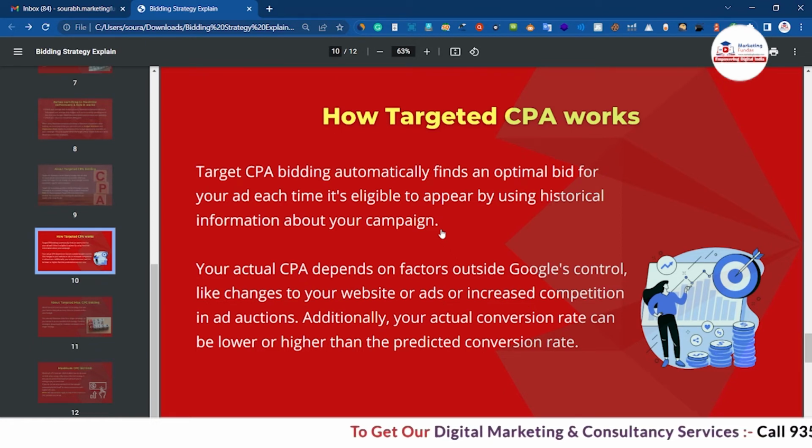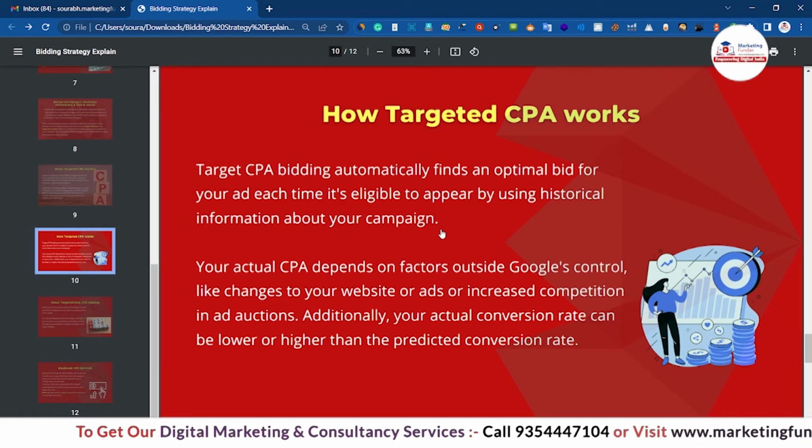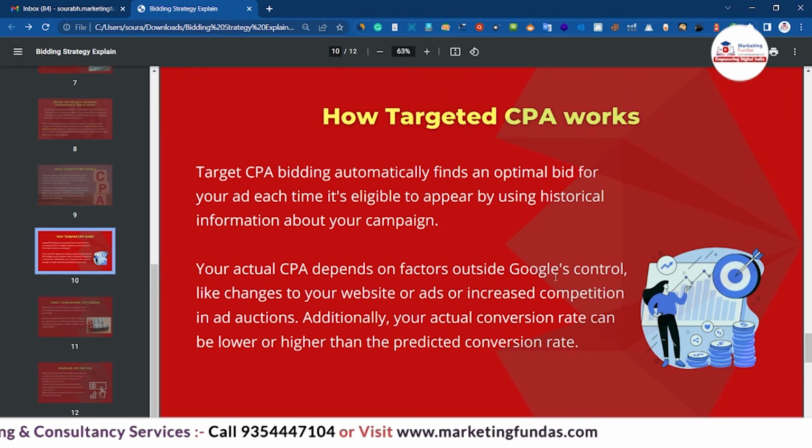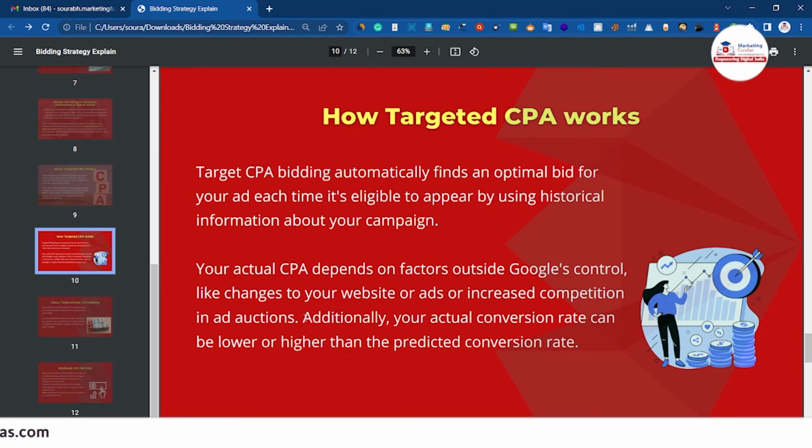This is the whole thing targeted CPA does, and your actual CPA depends on factors outside Google's control, like changes to your website or ads, or increased competition in the ad auction. Also, you need to note one thing: your actual conversion rate can be higher or lower than the predicted conversion rate.